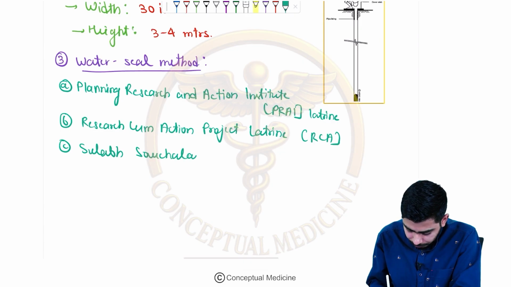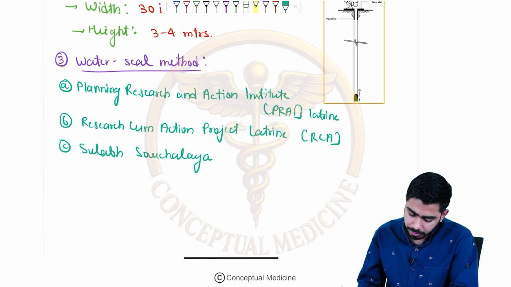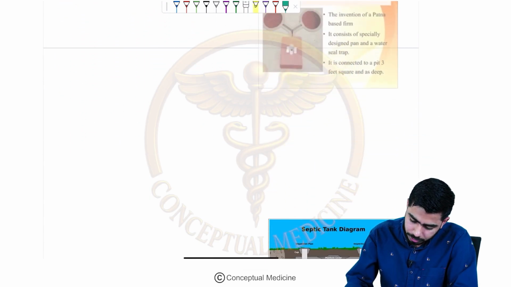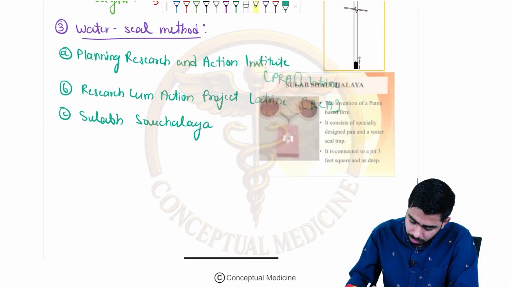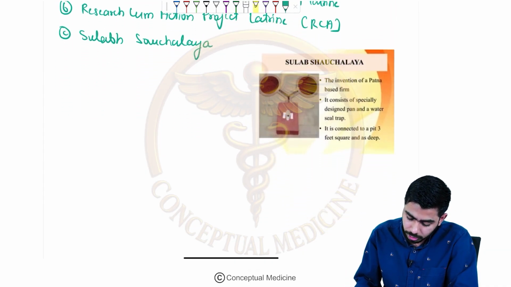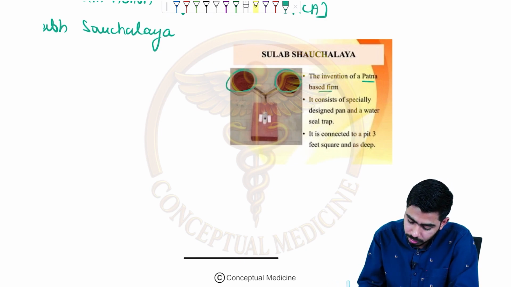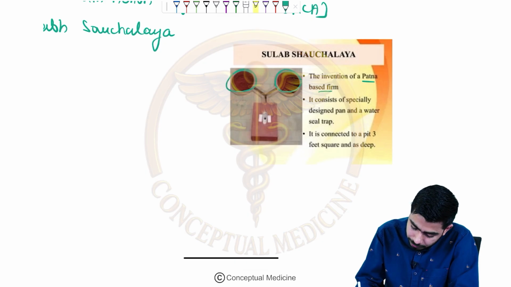Sulabh Shauchalaya. Okay, so these are the three methods which we will be talking about over here. Here is the picture which we shall talk about in the Sulabh Shauchalaya. Here we can see that it was the invention of a Patna based firm. Here you can see the two pits formation present, and it is a specifically designed pan.